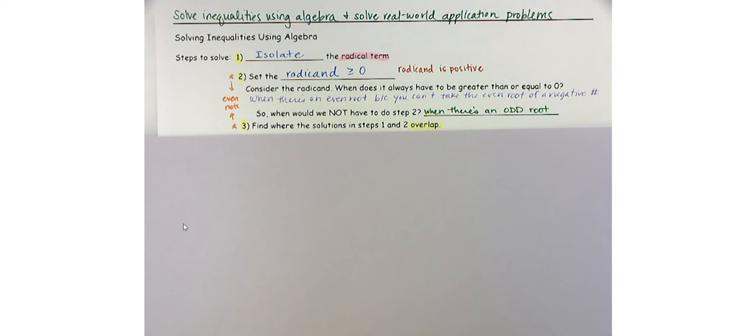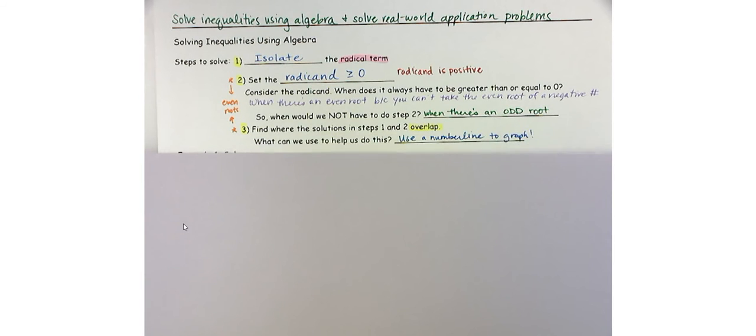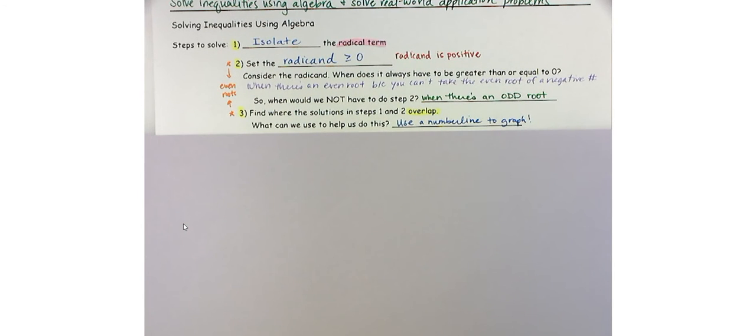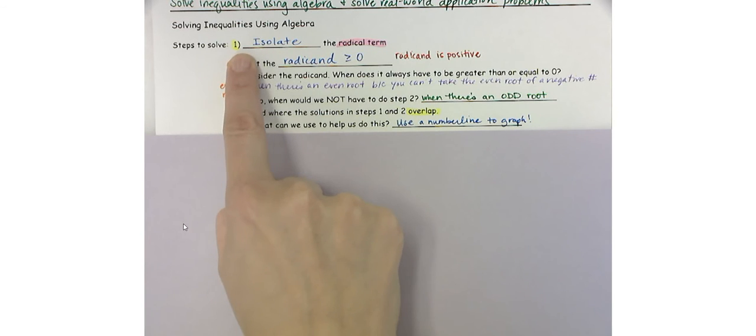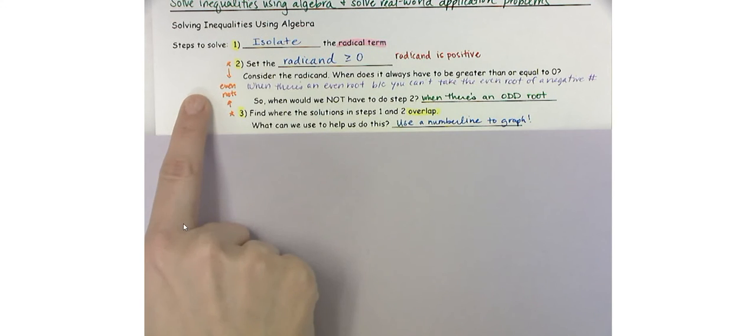A really nice thing to do to find the overlap is to use a number line. If you graph on the number line, you can find where those two solutions overlap. So if you have an odd root, you only have to do step 1. If you have an even root, then you're going to do steps 2 and 3 with it. So example 1, we're going to solve.